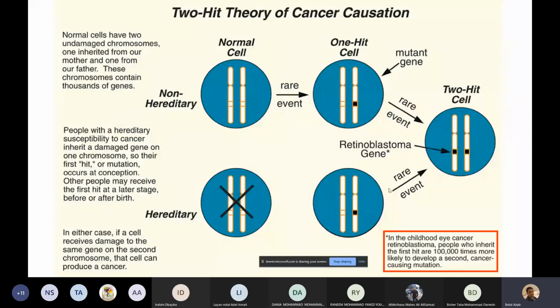Okay, maybe. It's not 100% guaranteed. If I have one mutated allele in RB1, I will develop the disease in my eye, but I still need a second mutation to occur. It's 100,000 times more likely to happen. It's not 100%, but there is a high likelihood for this to happen. When both alleles are mutated due to the second hit, then the disease will manifest. So the disease will not manifest without a second hit.